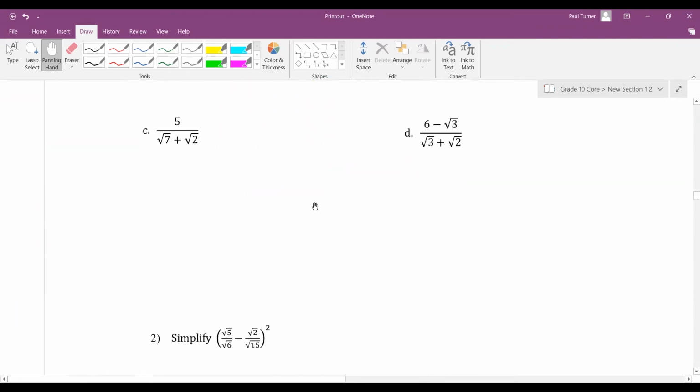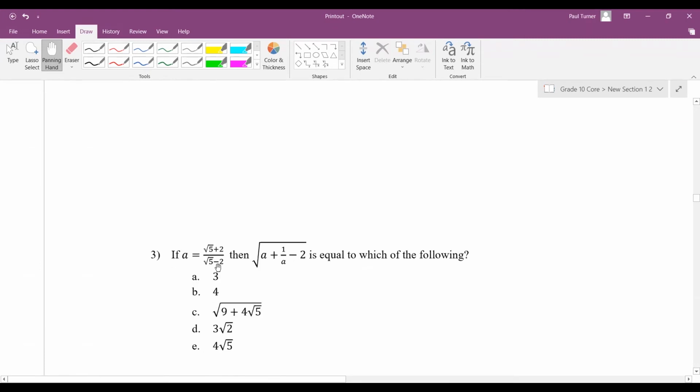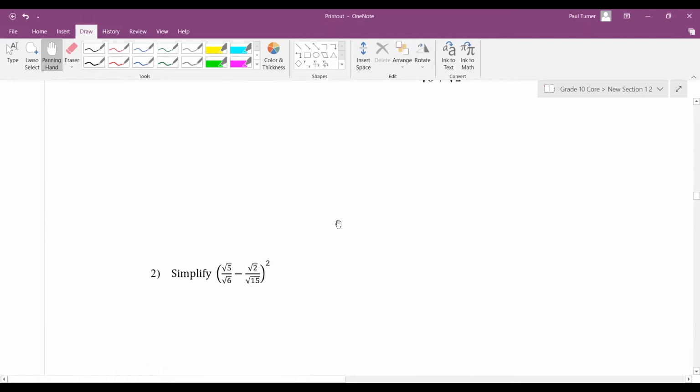So you tried C and D. If you've done C and D already, go and try 2 here. We may not go to this one though. This will take a long time and I don't want to show that today. So for this one, you can try that yourself because it's kind of long and you may run out of paper.